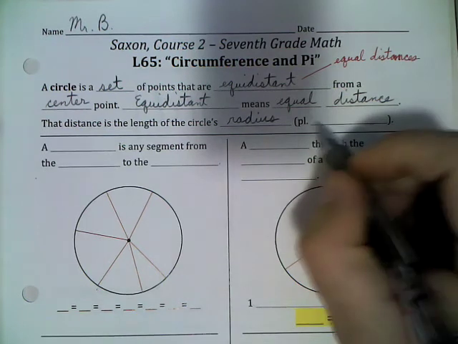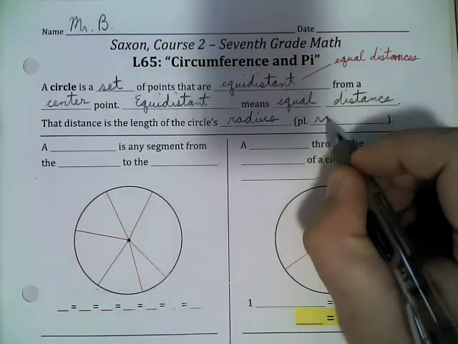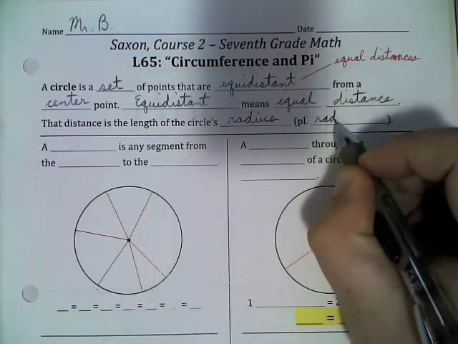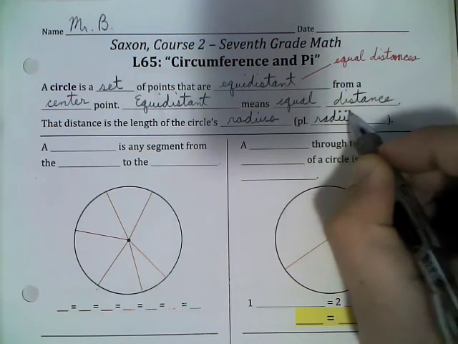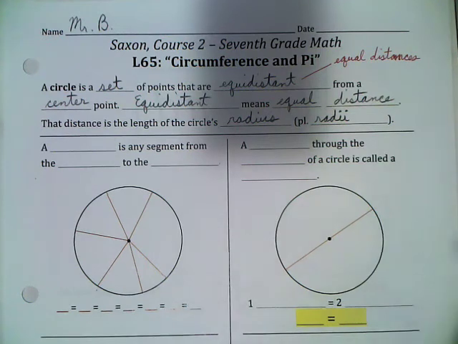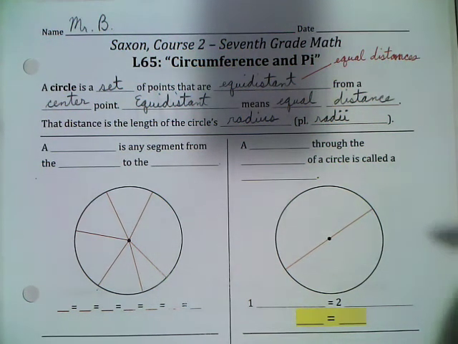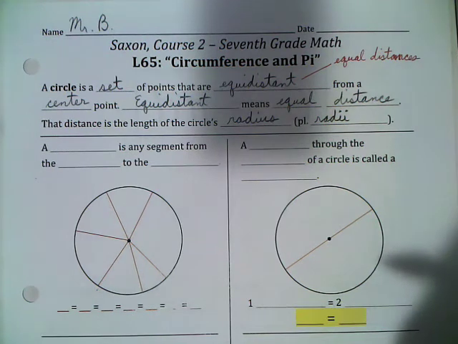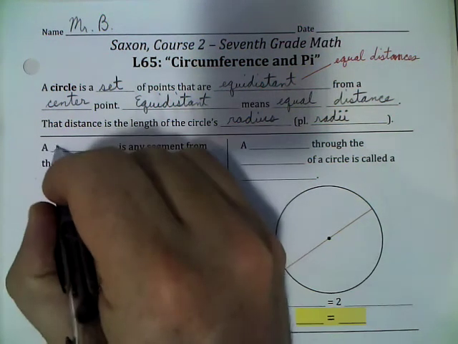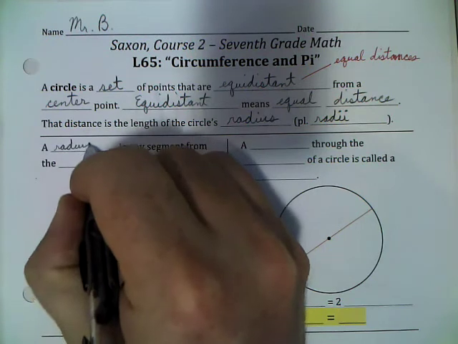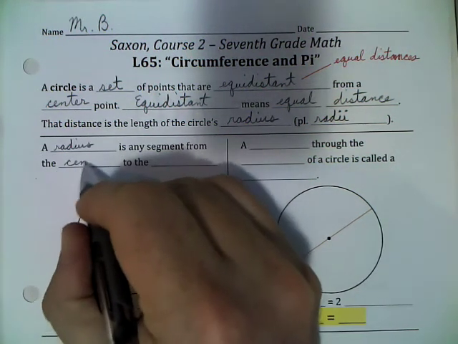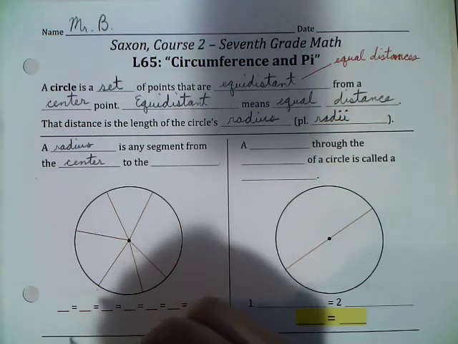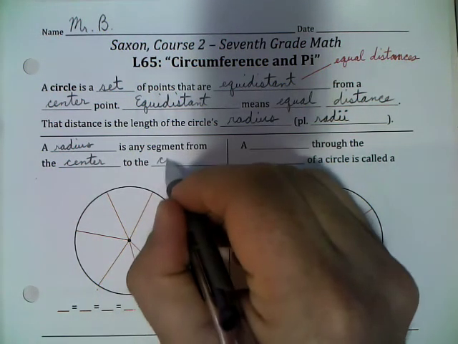And the plural for radius is not radiuses. I'm sure some of you at home are saying it. Radii. It's one of those strange words that has a weird pluralization. So radii, we drop the US and we add an I. So we get double I there, radii. So again, a radius is any segment from the center of the circle to the actual circle.